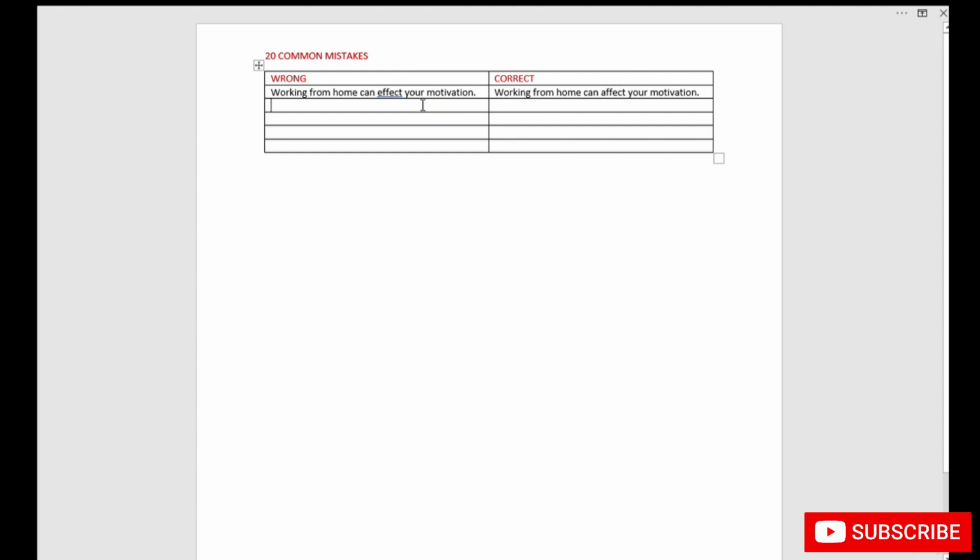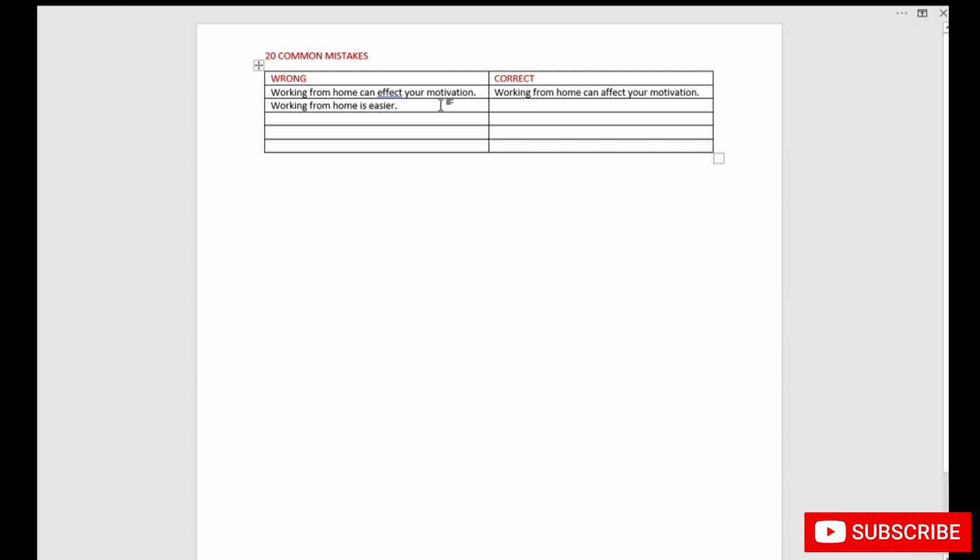Alright, the next one. It's the incomplete comparison. When you are making a comparison, you have to express what it is that you are comparing with. For example, working from home is easier. Now that will be wrong because I'm not stating what I am comparing it with. Okay, working from home is easier, but easier than what?